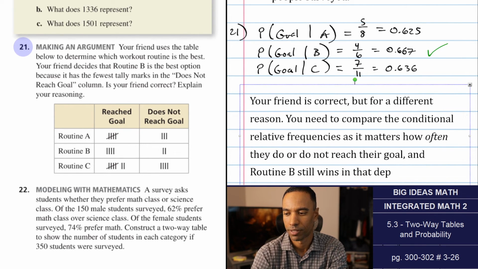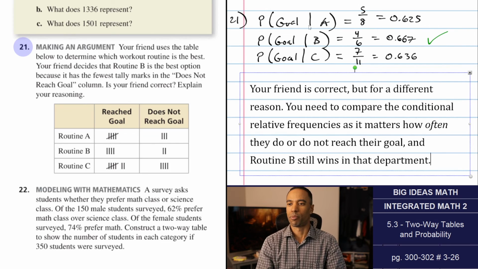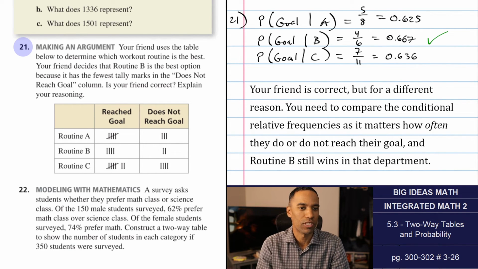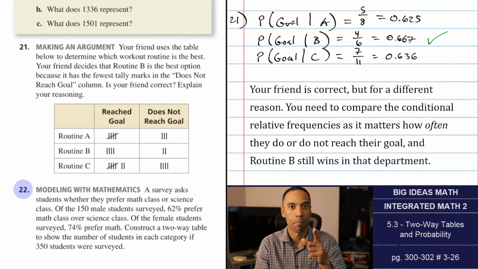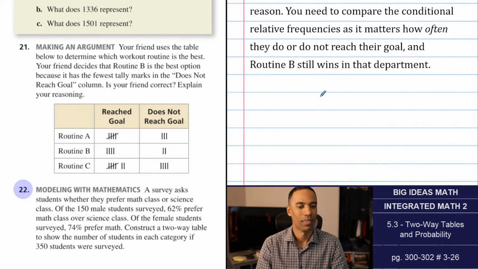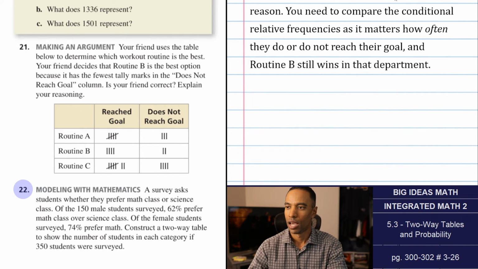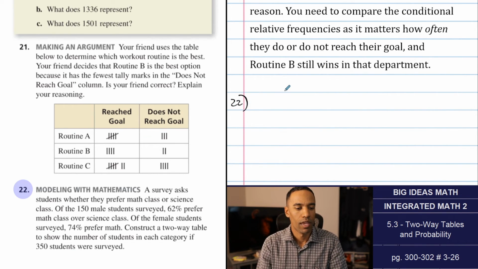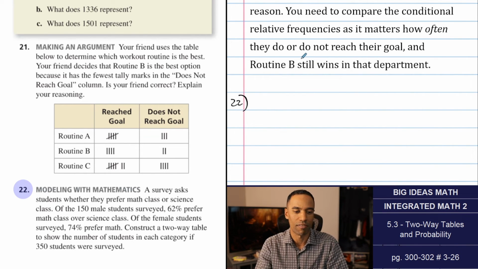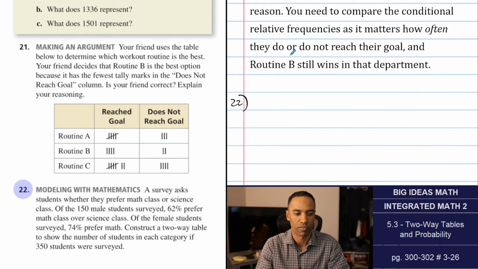Okay, there's number 21. Okay, number 22, modeling with mathematics. A survey asks students whether they prefer math class or science class. Of the 150 male students surveyed, 62% prefer math class over science class. Of the female students surveyed, 74% prefer math. Construct a two-way table to show the number of students in each category if 350 students were surveyed.